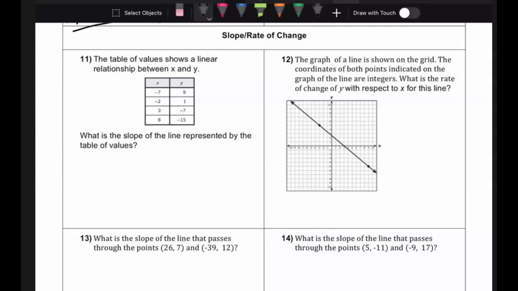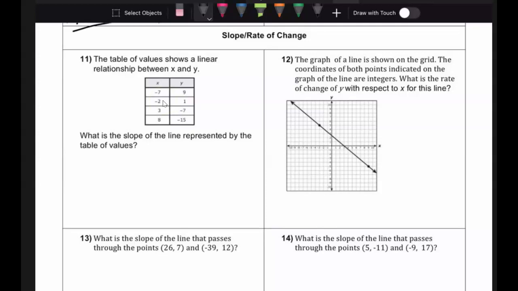Or it will cost $10 per hour you spend renting a video game. Something like that. You understand the idea, rate of change. So number 11 says the table of values shows a linear relationship between x and y. And we're given this table right here. And it says, what is the slope of the line represented by the table of values?